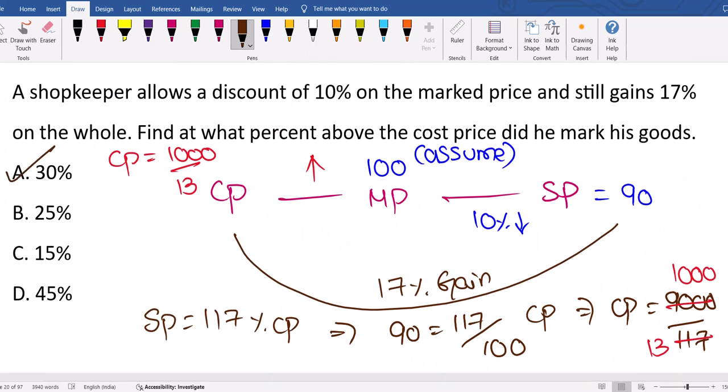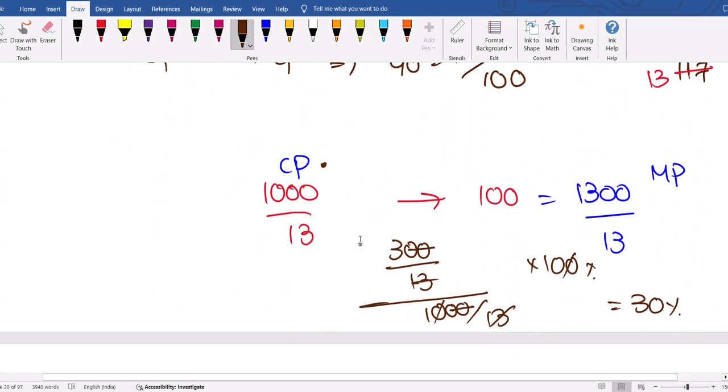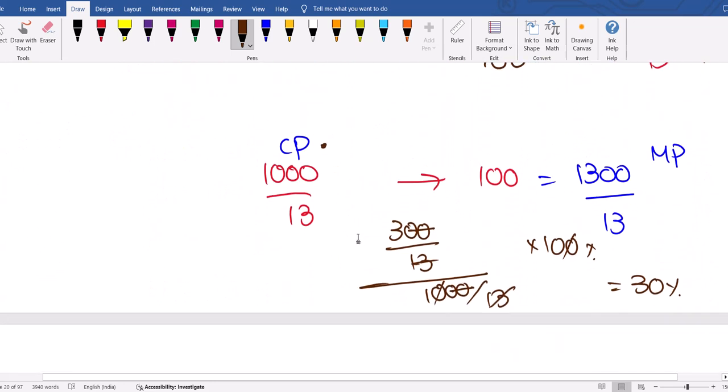1000 becomes 1300. So the percentage increase here is 30%. I take this as 100 for calculation purposes, easy. I'm writing 1300 divided by 13. The denominator is the same, so you can do the calculation easily. That's the thought process. So 30% is the correct answer.